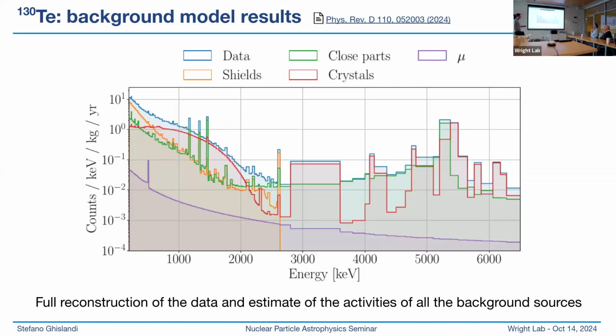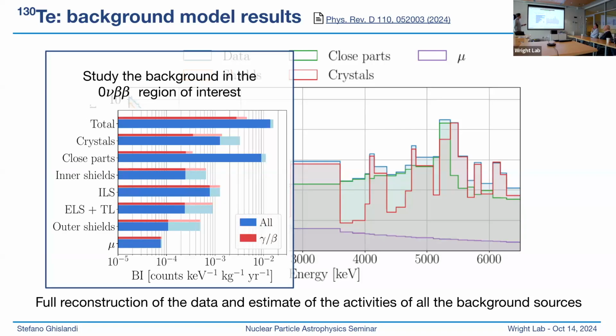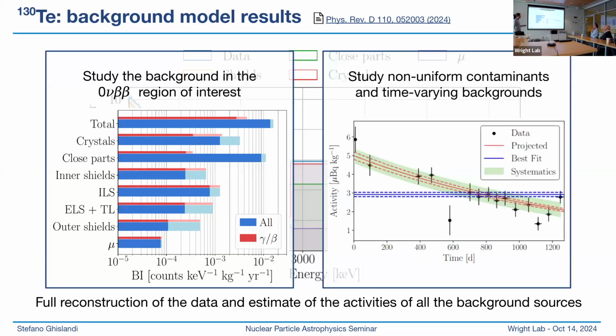And this is quite important because, first of all, you can estimate all the activities of all the background contaminants, but then you can also study the background decomposition in your region of interest. And in the case of neutrinoless double-beta decay, it is around 2.5 MeV. And so we can do something like this. This is the total background in the region of interest of CUORE, and it's compatible with data, and we understood all the different sources of the spectrum. So we understand why we are limited and why not, and it's extremely important in order to think about the next generation experiments. Then you can do also other fancy studies, non-uniform contaminants inside the experiment, still important for next generation ones, time-varying backgrounds and stuff like this.